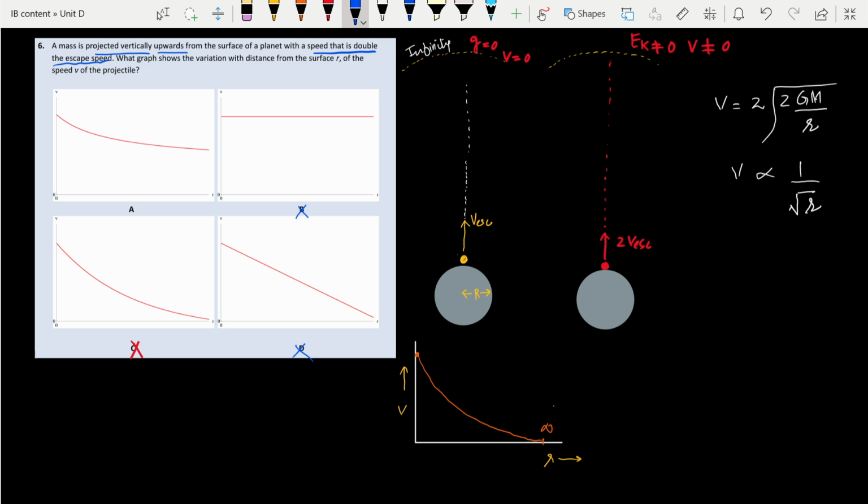Okay, so only A is possible, because you see that even at this point it is showing us some value of speed. It means that this graph goes on very long if you extend it, but at some point it will touch the x-axis, and that point will be infinity.